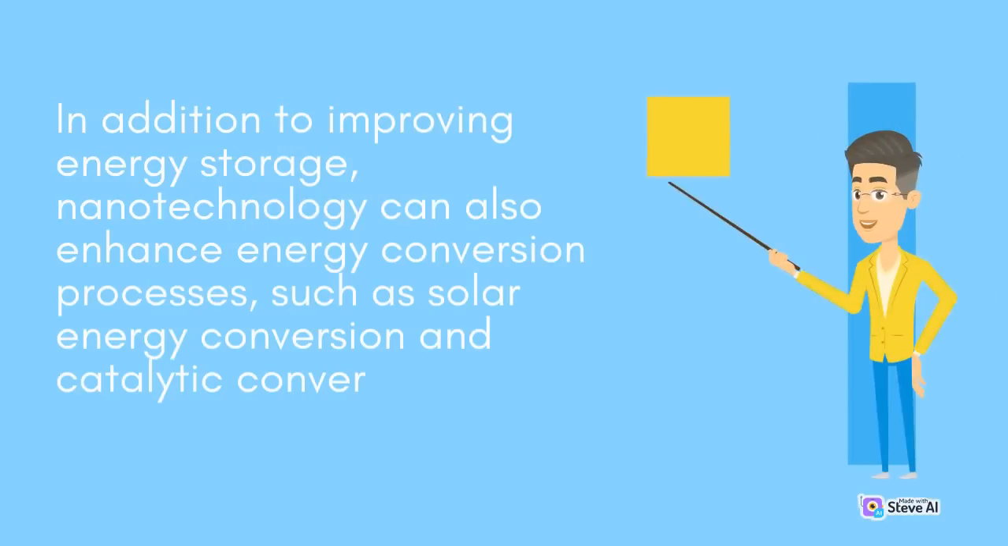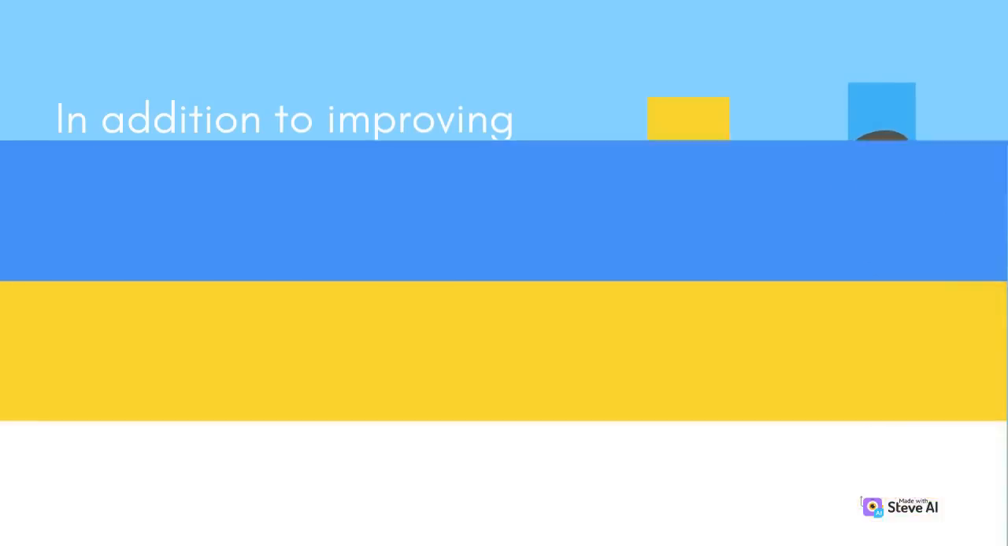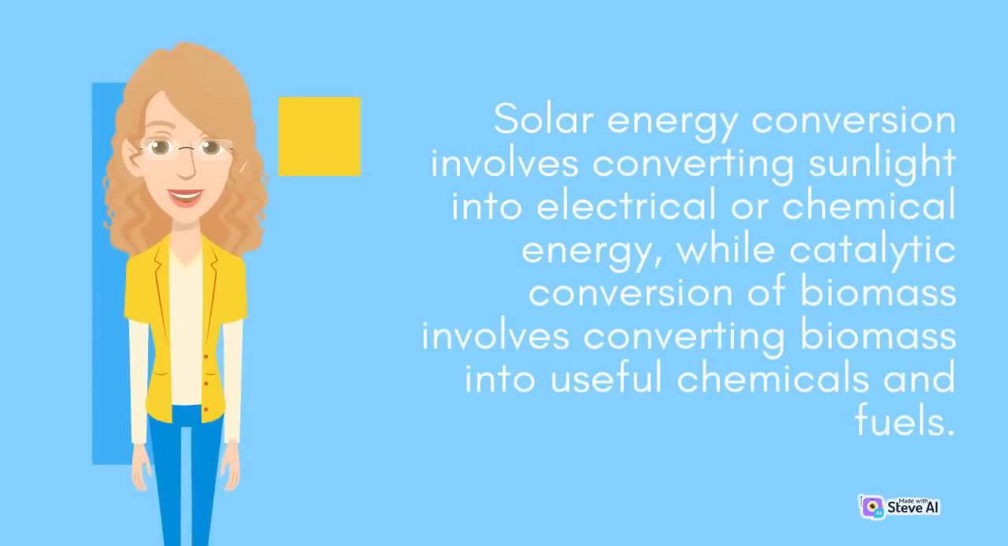In addition to improving energy storage, nanotechnology can also enhance energy conversion processes, such as solar energy conversion and catalytic conversion of biomass. Solar energy conversion involves converting sunlight into electrical or chemical energy, while catalytic conversion of biomass involves converting biomass into useful chemicals and fuels.